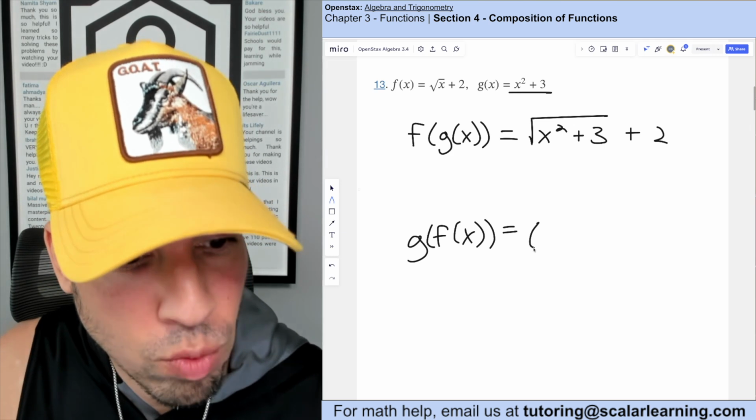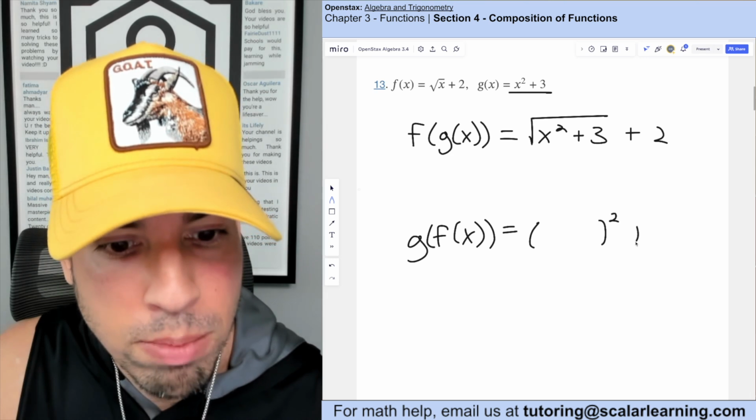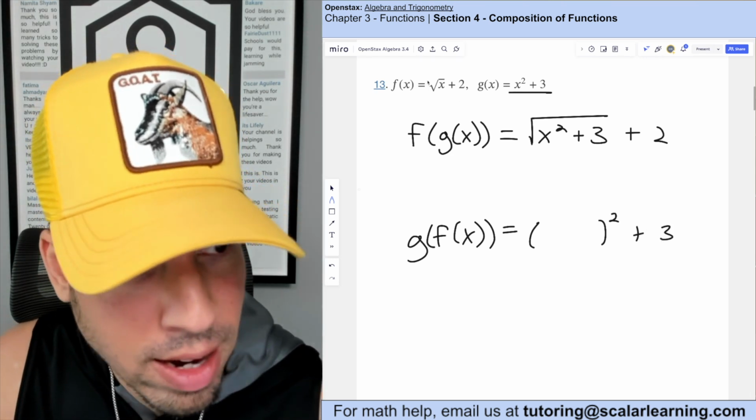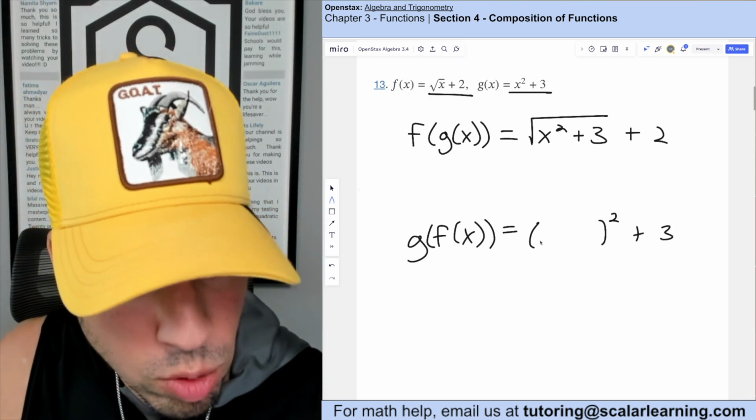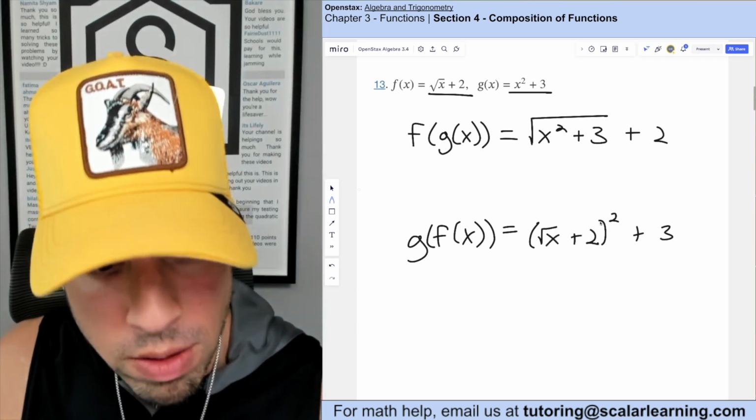So again, in replacement of x, I'm going to put open parentheses, something squared plus 3. And then wherever there's an x, I'm going to plug in f of x this time. So we're going to have radical x plus 2. Now this one we can simplify a little bit. We can FOIL it out.